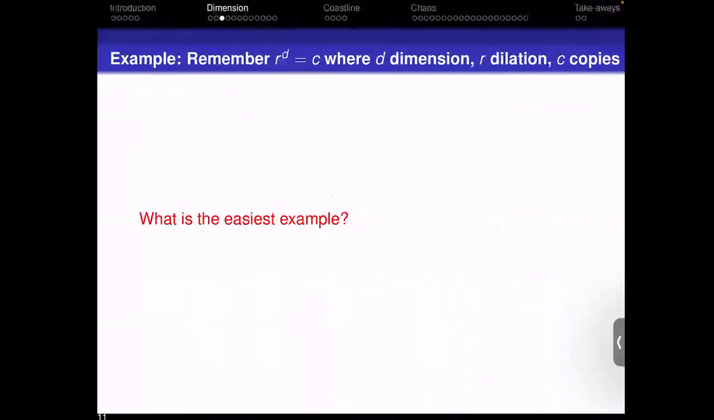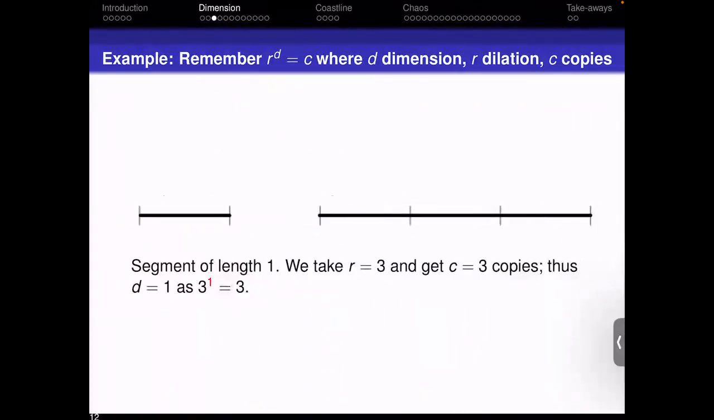Okay, so here's the line from 0 to 1. I triple it, I get the line from 0 to 3. I have 3 copies of my initial line segment. So if I try to solve the equation r^D = C, r equals 3, C equals 3, so D equals 1. So we've shown that if we define dimension as we did on the previous slide, we actually get the answer we would expect for the line. Building on the success of the line, what do we move on to next?